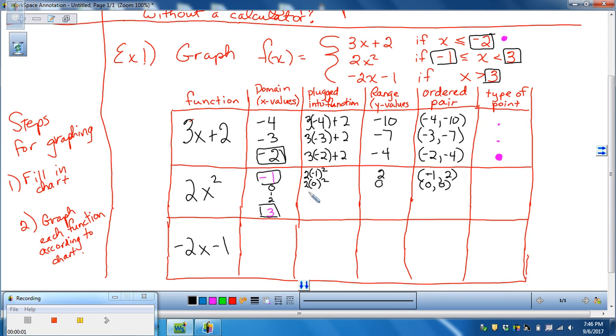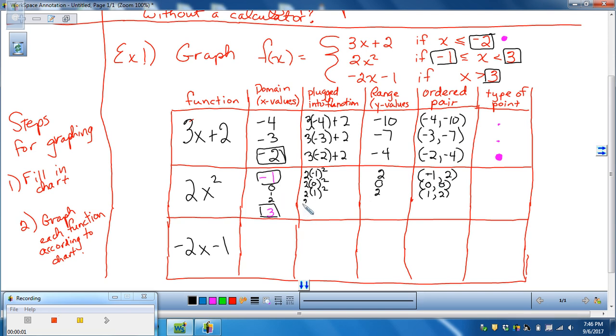Now if I go to the next one, I've got 1. So 2 times 1 squared. 1 squared is 1, times 2 is 2. So you can see this one started up, this one's going down, this one's coming back up again. So you can see that quadratic format forming.